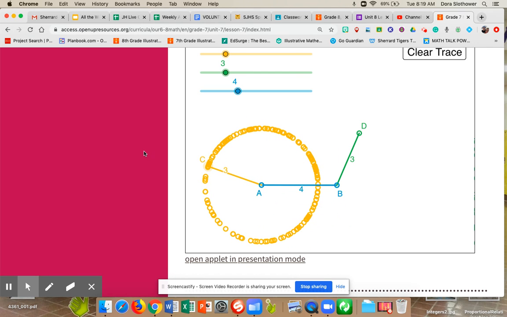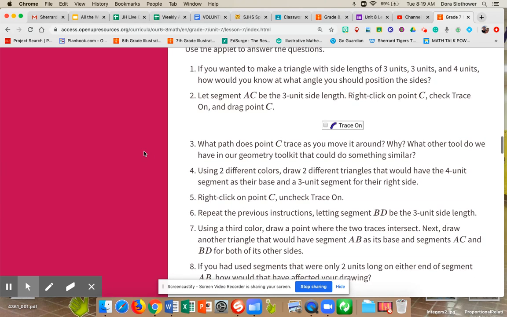Okay. Now let's go to the next question. What path does C trace as you move it around? Well, it traces a circle. What other tool do we have in our geometry toolkit? If we were at school, we would have what's called a compass to do this, but we don't have a compass right now.